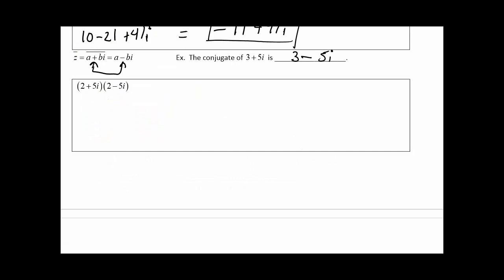Now, something very interesting happens when you end up multiplying two conjugates together. So I want to kind of show this to you. So we're going to FOIL or double distribute, depending upon how you want to look at it. So we'll multiply those together.